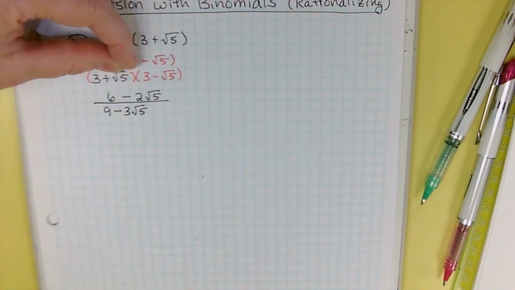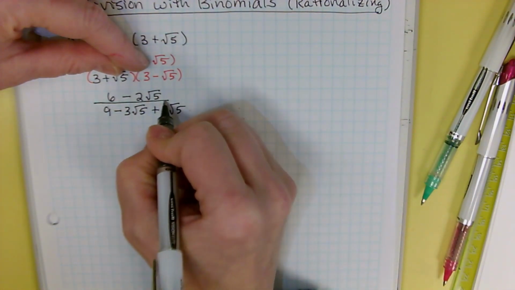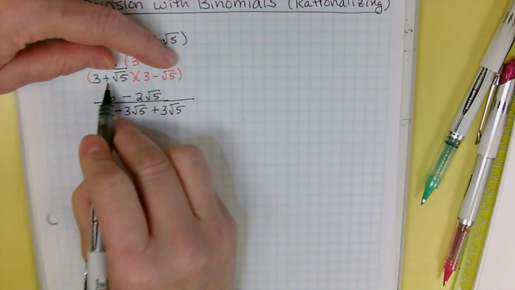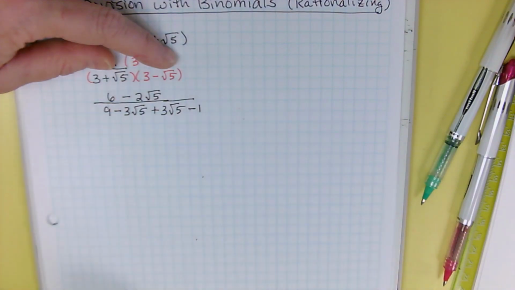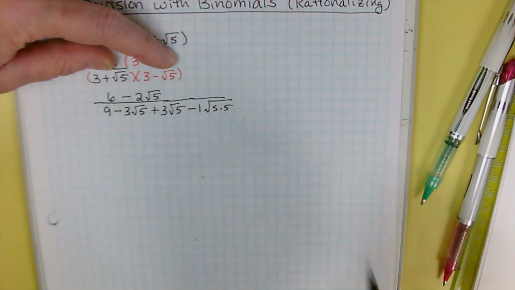Now go 1 over and distribute the radical 5. Radical 5 times +3 is +3 radical 5. And then, this is when people mess up. On the outside, a +1 times a -1 is a -1. And then you have 5 times 5 on the inside.